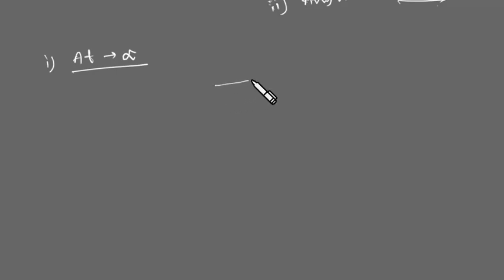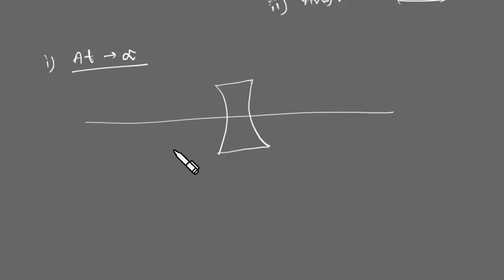So let's draw a concave lens here, something like this, principal axis, then the two foci. In this case we will consider the second principal focus, which is here, F2, and the first principal focus on the other side, F1.